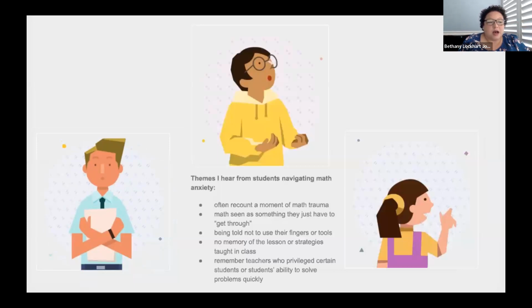So students often report they're recounting moments of math trauma. Math is seen as something they just have to get through. They're being told not to use fingers or tools, or they don't remember specific lessons or strategies taught in class. And also stories of teachers who privilege certain students or their ability to solve problems quickly.